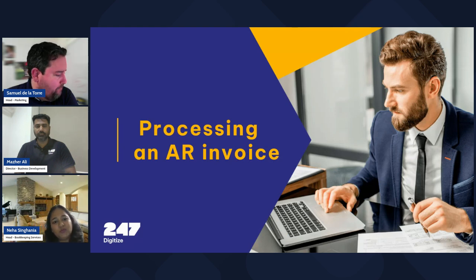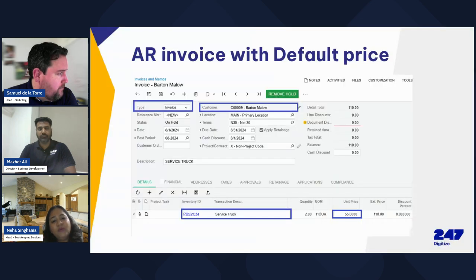In this part, we'll learn how to process an AR invoice. Open the Invoices and Memos form, click Add New Record, and specify type, date, and customer. Then we move on to the Financial tab.